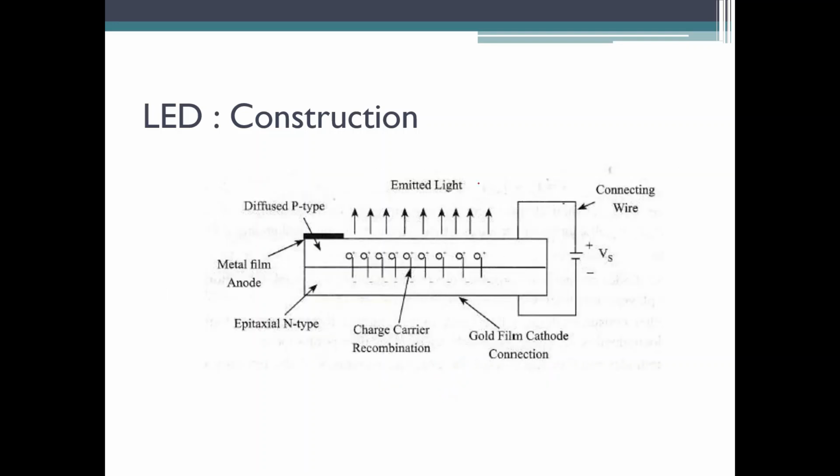This is how the construction is shown. You can see here this is your n-type material, this is your depletion junction, or PN junction, and this is your p-type material. And as I always said, electrical energy has to be converted into light energy. So you connect the positive terminal of the battery to the p-type material and the negative terminal of the battery to the n-type material. This is how it is to be done.